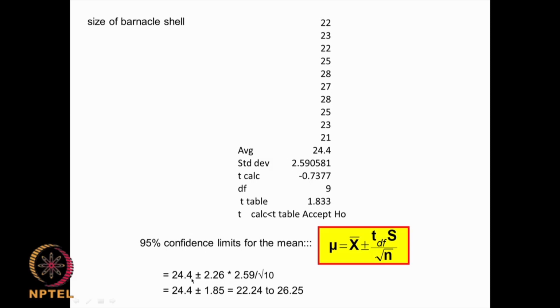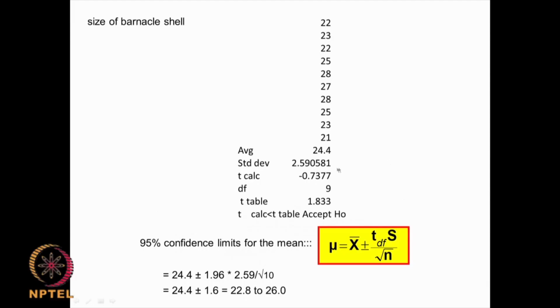So, 24.4 plus or minus 2.26 times the standard deviation 2.59 divided by square root of 10, which is equal to 24.4 plus or minus 1.85. So, the 95% confidence limit for this mean is 22.24 to 26.25. One important point you need to remember is the T which you calculated will be for two tail, both the sides, because we are talking about plus or minus, that is why we get 2.26.